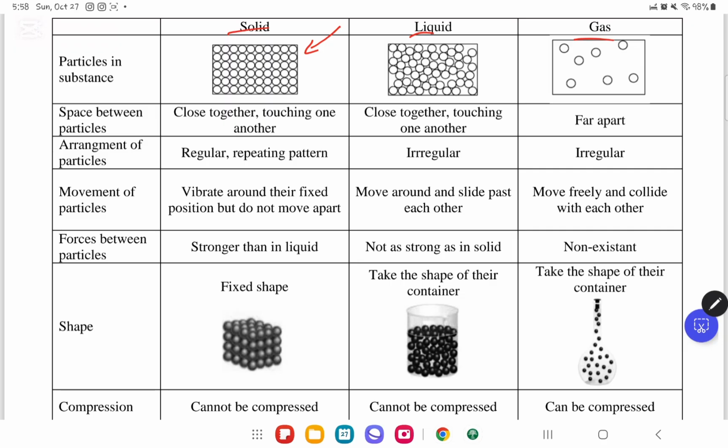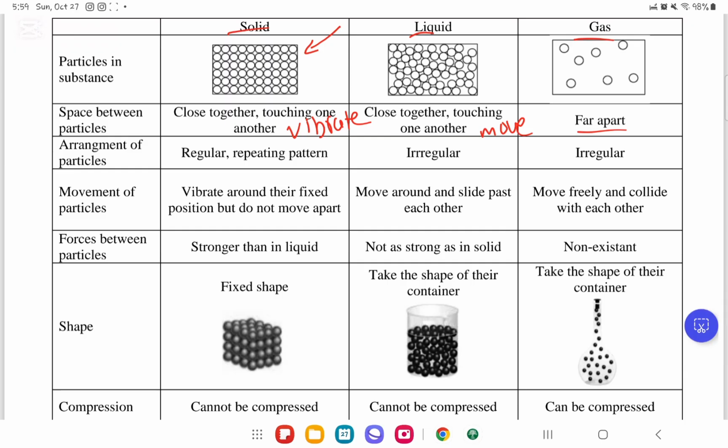Now, talking about the space between the particles, of course, solids are very close and compact together. They're touching one another. Liquids are the same thing, but you can say they move with respect to each other. Here they vibrate with respect to each other, and here they're very far apart. So they're far apart. They're just gonna move.